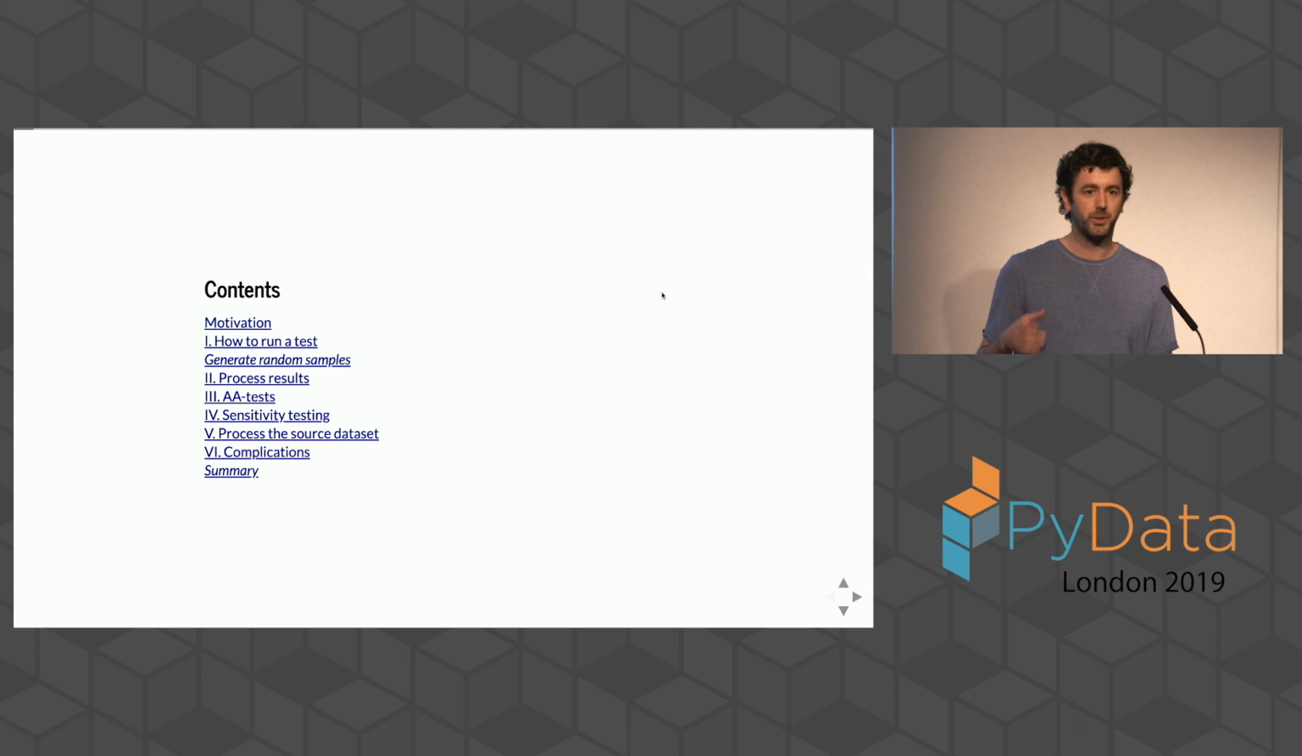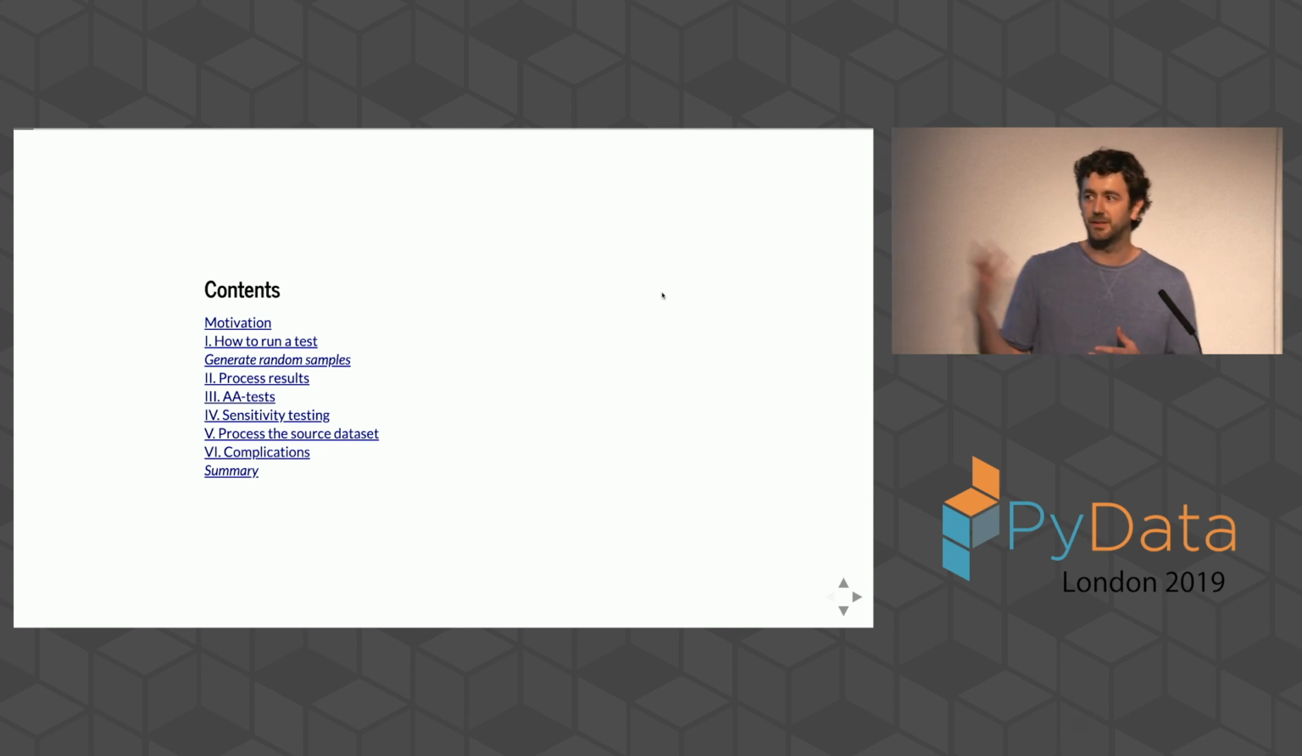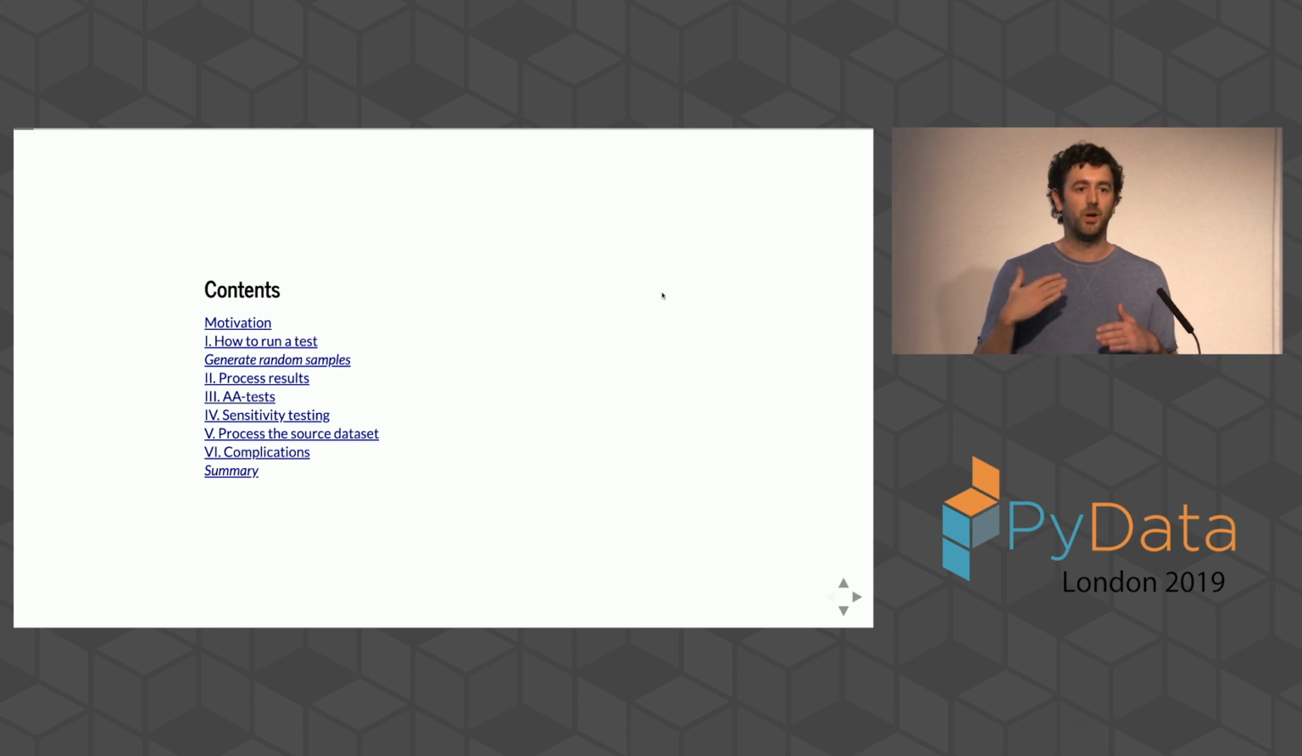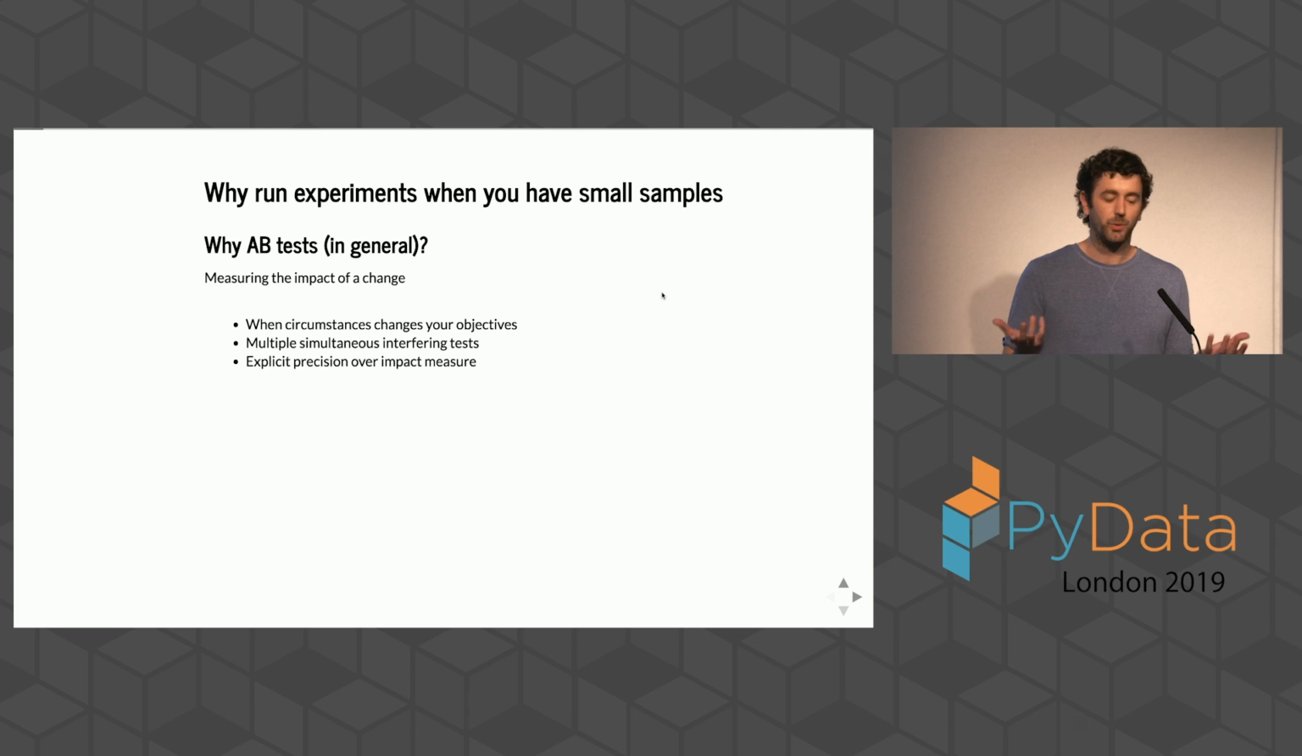Okay, so first we're going to see how you run a test. Then for this presentation, we're going to use some generated data, so the idea is that you use this then on a real data set. We're going to see how to process the results. Then we're going to talk about A tests. I will specify better what there is. Sensitivity testing. How to process the source data set, and then all the complications that come from having small sample sizes.